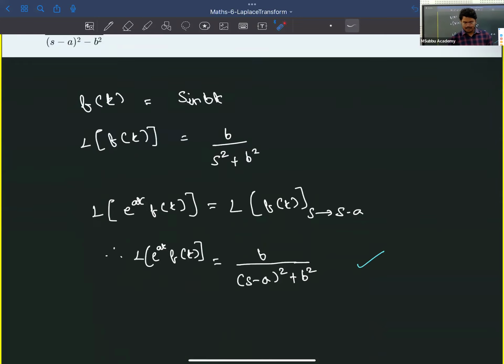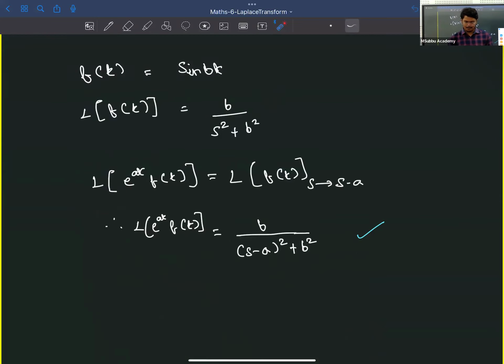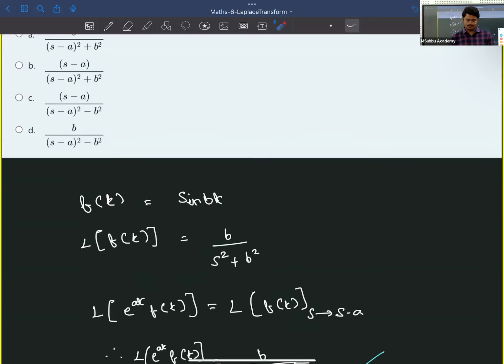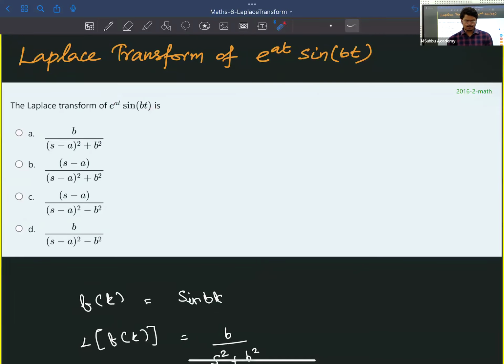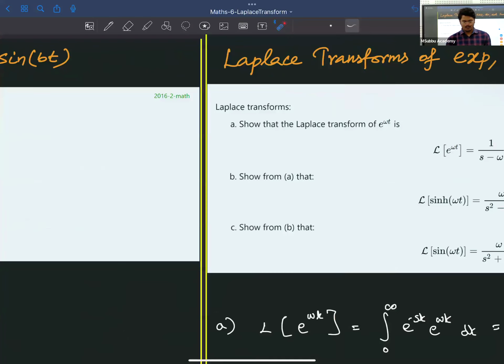So first write b by s square plus b square and shift s to s minus a. So replace s by s minus a. So this s will become s minus a the whole square. So b by s minus a the whole square plus b square. This will be the Laplace transform of this function. Okay, is that clear? I hope this is an easy problem. We'll go for the next problem.